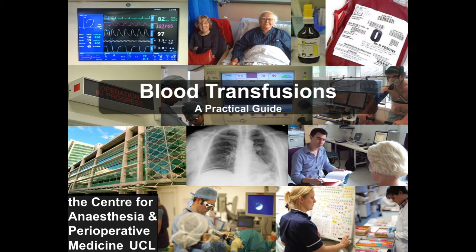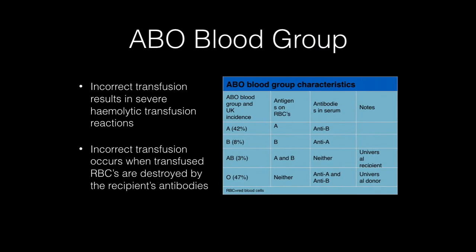Anaesthetists commonly transfuse blood as a life-saving intervention, but there are a couple of pitfalls we need to be aware of. So how do we categorise blood and why can this cause problems?